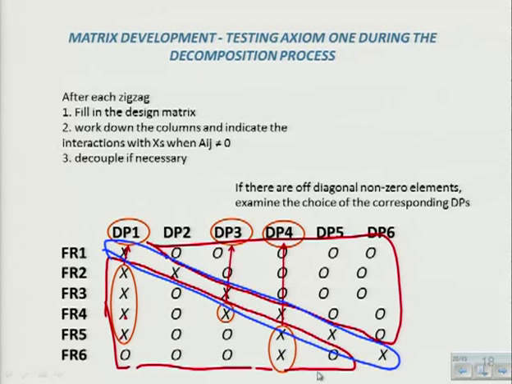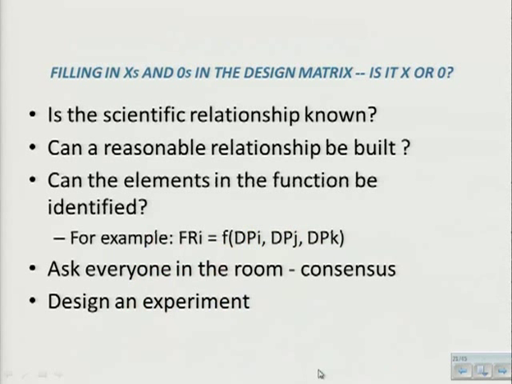So one of the things we might do is say, is there some other way, is there another DP4, 3, or 1 that can avoid these? But at least we know how to live with them. All right. So how do we know if we put an X or an O in?